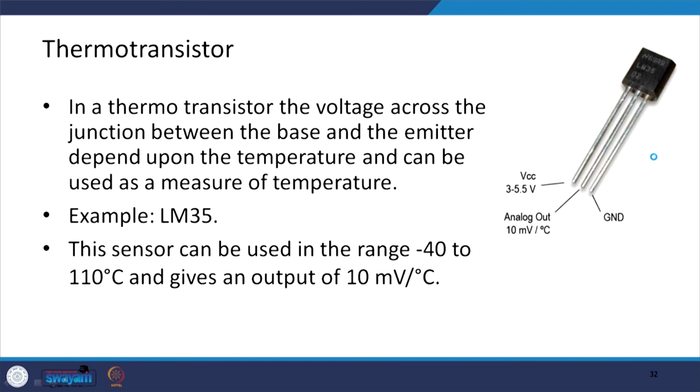Next, let us look at the thermotransistor. In a thermotransistor, the voltage across the junction between the base and the emitter depends on the temperature and can be used as a measurement of the temperature. The best example is the LM35, which is commercially available, and this sensor can be used in the range of, say, -40 to 110 degrees and gives an output of 10 millivolt per degree centigrade.